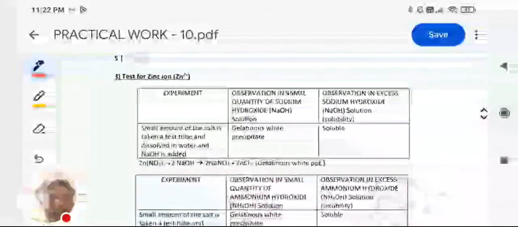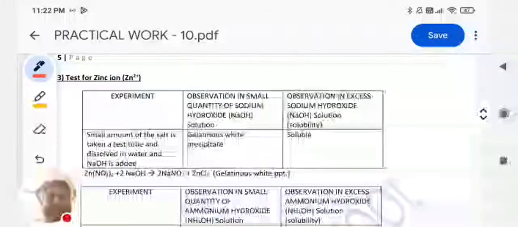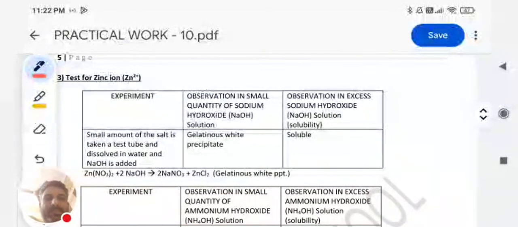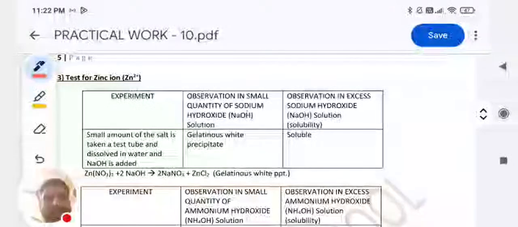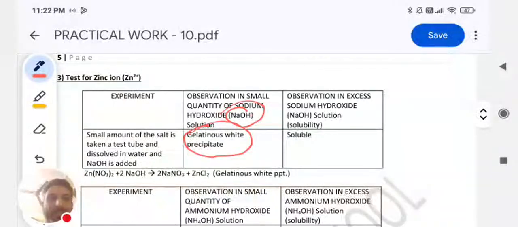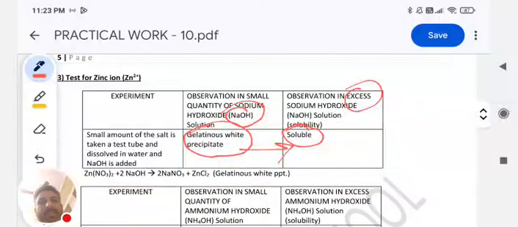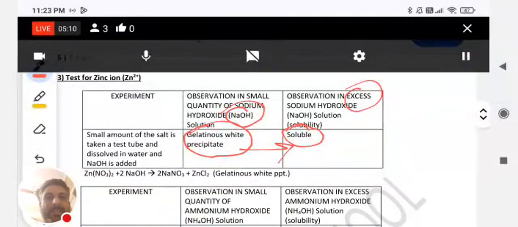Next, moving to zinc ion. Now when you take a salt solution which contains zinc ions, and add small amounts of sodium hydroxide, it gives a gelatinous white precipitate. And this gelatinous white precipitate is soluble in excess sodium hydroxide. So we will get a colorless solution with excess sodium hydroxide when zinc ion is present in the salt solution.